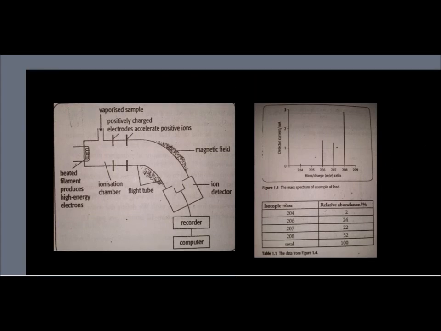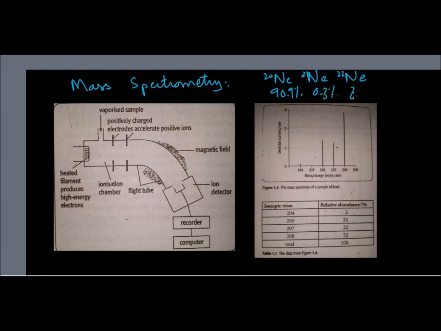Yes. So last thing that we need to cover here is mass spectrometry. Okay. So earlier we saw that neon has 3 isotopes, and I told you that the 3 isotopes of neon, so let's say neon 20, neon 21 and neon 22, they occur at a frequency of 90.9%, 0.3% and 8.8%, right?